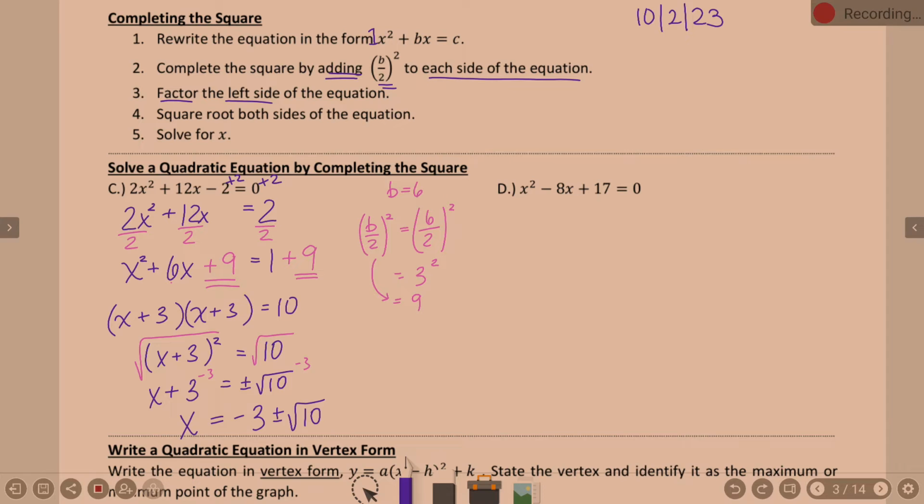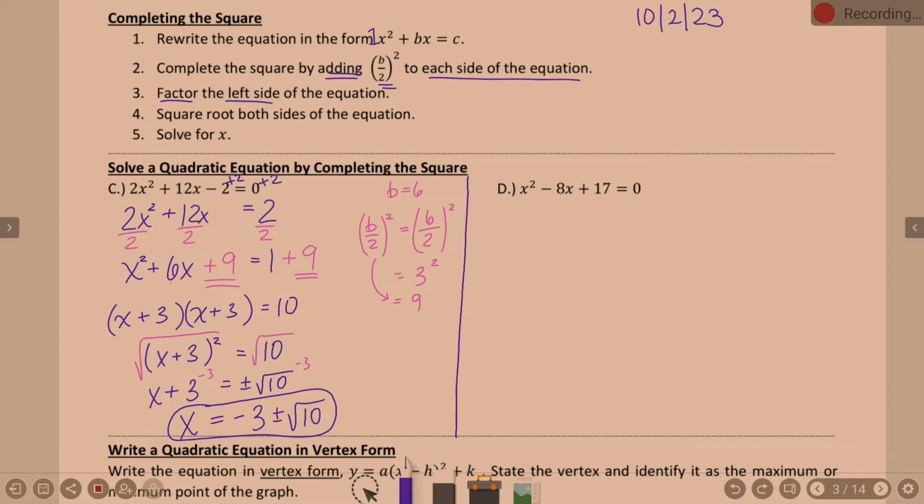Can I go farther? No, because this one has square root of 10, yes? I think we had one on Friday where we could go farther, right? Because square root of 10 was something that could be worked. We could go a little farther. How many answers did I just get to this problem? 2. I got negative 3 plus the square root of 10 as one answer, and negative 3 minus the square root of 10 as the second answer.